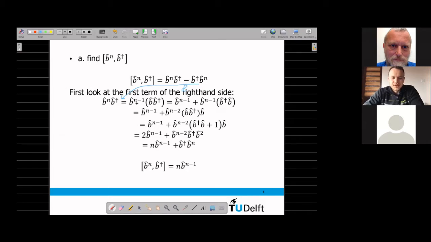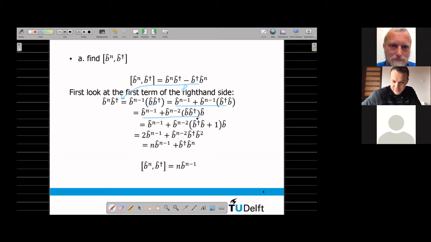We take b to the power n minus 1 outside of this operator. We end up with b dagger. Then we use again the commutator relation. So we express this product. We exchange b and b dagger such that this is equal to 1 plus b dagger b, here written explicitly and already multiplied by b to the power n minus 1 from the left. And we write down the result.